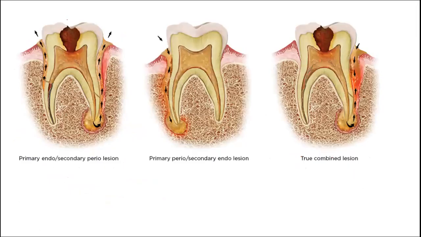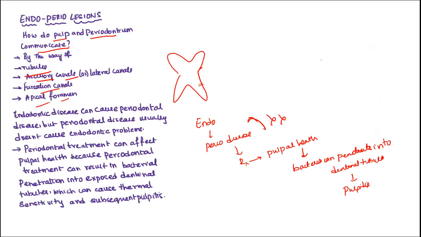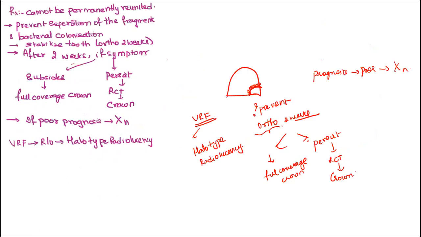So here, like I told you, it's a primary endo, secondary perio. Here it's primary perio, pocket depth is there, then secondary endo, and here there is caries and pocket depth, so it's an endoperio lesion. So about endoperio lesions, we have studied that endo disease can cause perio disease, but perio disease does not cause endo disease. But treating a periodontal disease can affect pulpal health because bacteria can penetrate into dentinal tubules and cause pulpitis.